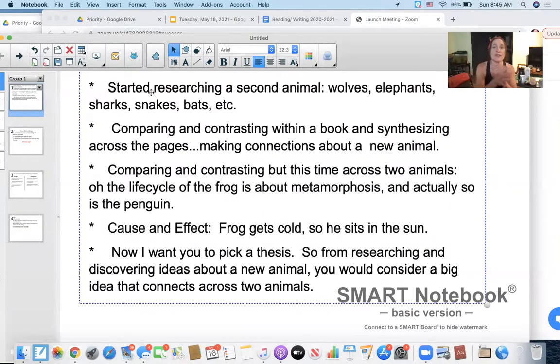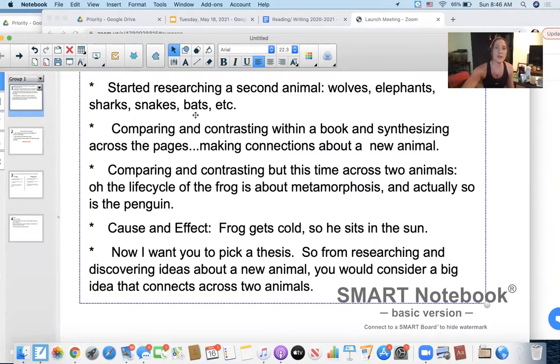Okay, you started researching a second animal. So if you were researching elephants, now you're doing wolves. If you were doing snakes, now you're doing sharks. If you were doing sharks, now you're doing bats. If you were doing whales, now you're doing elephants. It really just depends on what you have been most interested in.